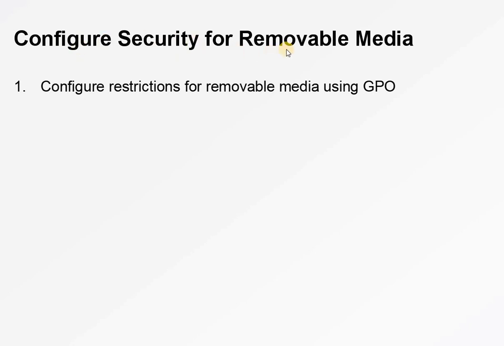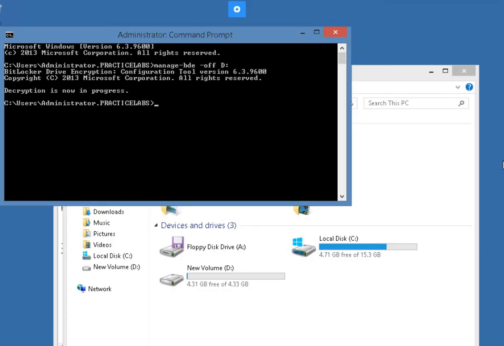So now we are going to see how to configure security for removable media. So there is only one task: configure restriction for removable media using GPO. So for security reasons, most organizations will prohibit their users from using personal storage devices for transporting proprietary information. So this is to avoid theft of confidential data that may put the company's trade secrets at risk. So in this task we will configure basic security for portable storage media to disallow their usage by configuring GPO.